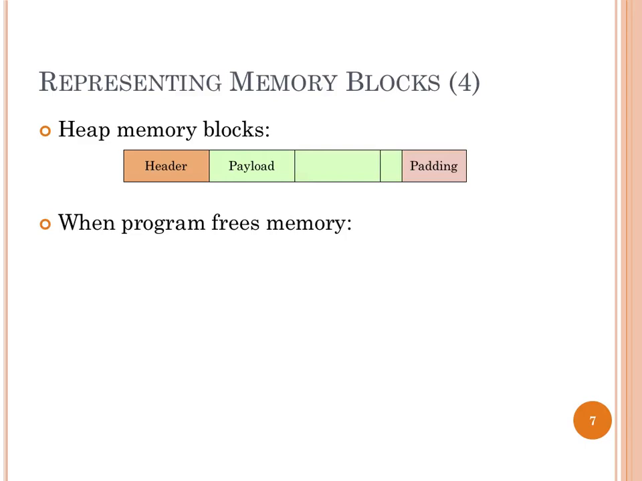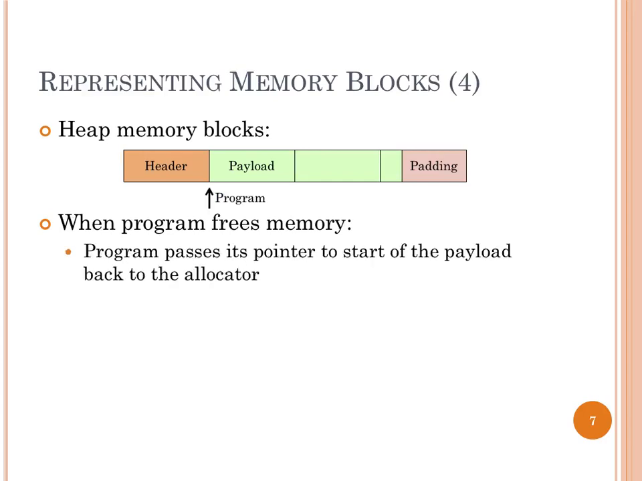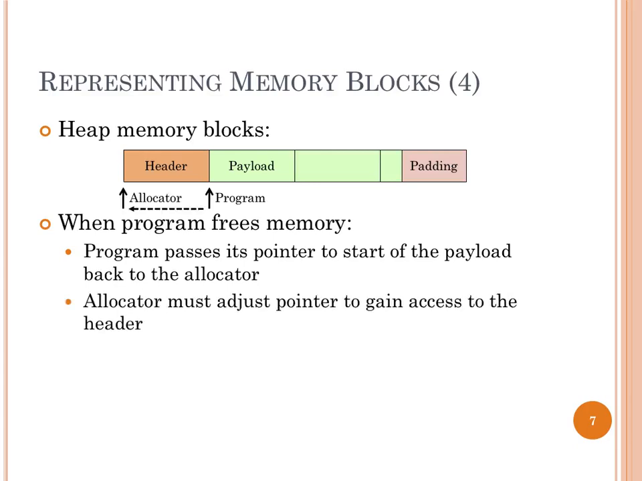When the program frees memory, what pointer is the program going to pass to free? It's going to be the payload pointer, right? Everybody got that? So we're going to get back a pointer to the start of the payload. And so what the allocator needs to do is take that pointer and turn it back into a pointer to the entire block. Now, how does it do that? Well, fortunately, we have pointer arithmetic in C, fortunately or unfortunately, depending on your perspective and what time of day it is. And so we just take that pointer and subtract the size of the header, and now we have a pointer to the header. And so we can just access the contents of the header through that pointer.